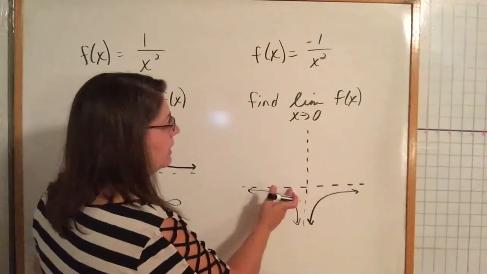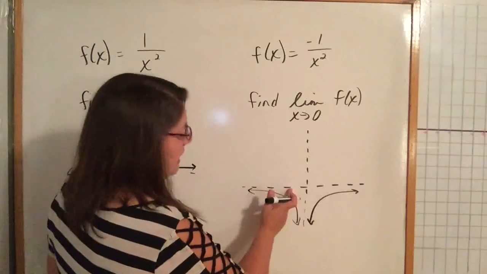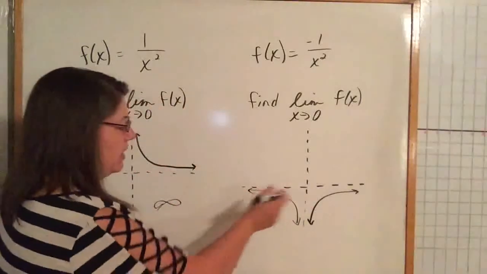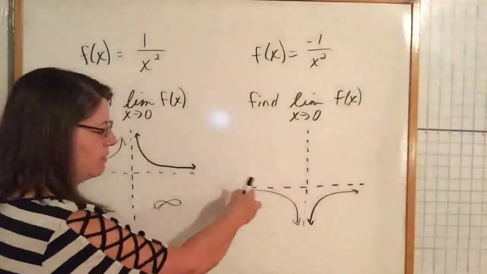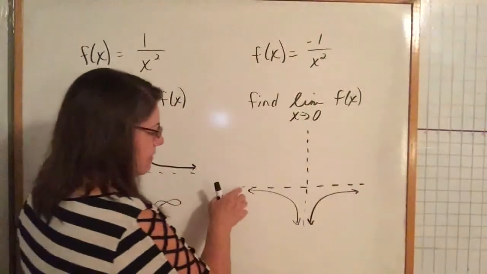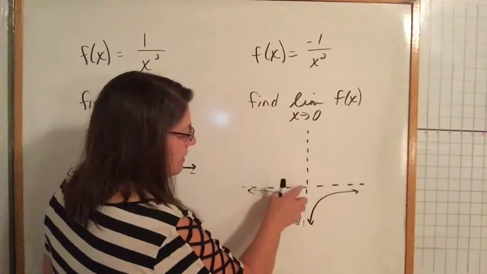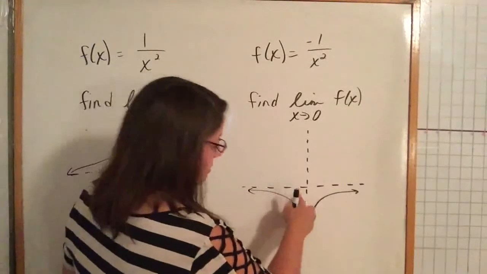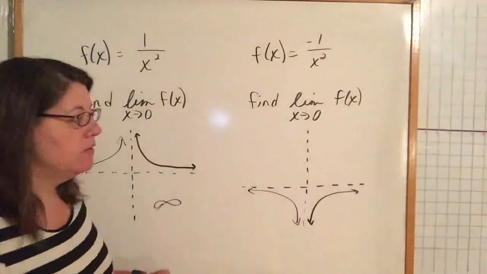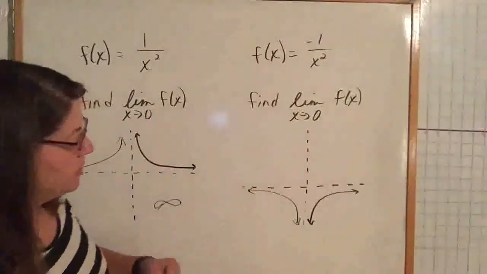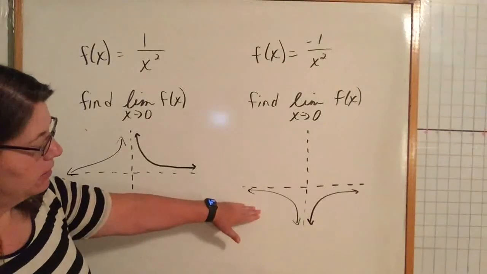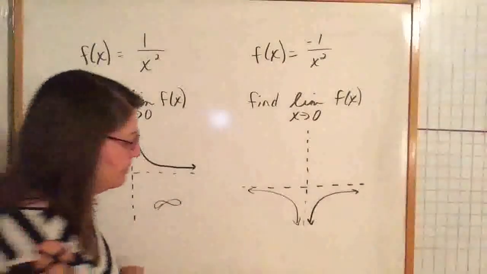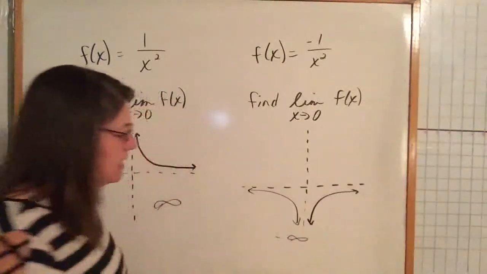If I plug in -1, I would get -1. If I plug in -2, I'd get -1/4, -3, -1/9. And you can see it's approaching the x-axis on this side. And if I plug in something like -1/4, that would be 16. So it goes down very, very quickly. So you can see here that this one, the limit here, as we approach 0 from both sides, is -infinity.